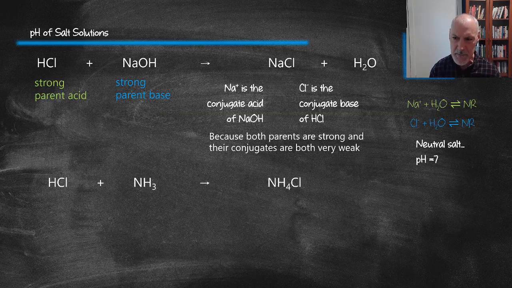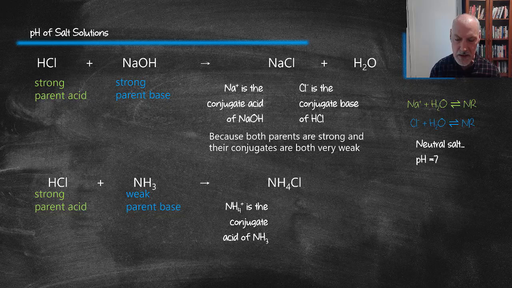In my next example, I'm going to have a strong acid reacting with a weak base, ammonia. Again, let's trace back the constituents in our salt. Ammonium comes from ammonia and is the conjugate acid of ammonia. Cl-, as in the example above, is the conjugate base of HCl. This is a very weak base, as we mentioned before in the previous example, coming from a strong acid. Ammonium, on the other hand, comes from a weak base and hence constitutes a weak acid.